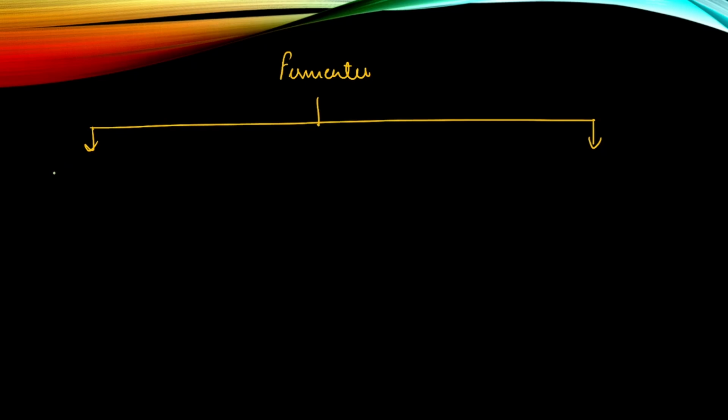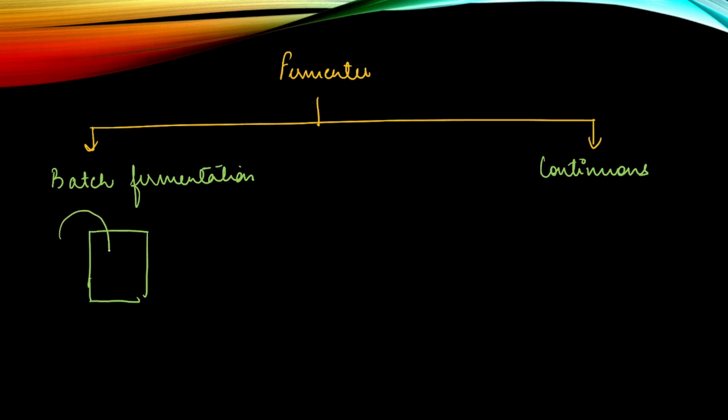One we can call batch fermentation, and another we call continuous. Right? What is batch fermentation? What happens in batch fermentation? Suppose this is a fermenter. We add raw material or media or nutrients one time, only one time, right? And we open it at the end. That is what we call batch fermentation.